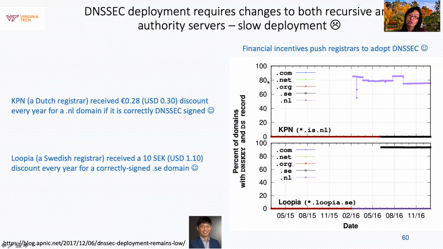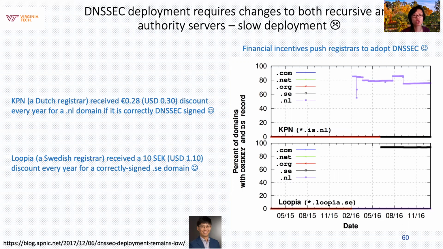Higher is better. It looks like there are just two lines. You have Netherlands adoption in this .nl. Netherlands domains' adoption is pretty high, 80%. Very well done. And then everybody else is 0%. And then you have here from Loopia, same thing. Everybody else besides Sweden is 0. Even Netherlands adoption is 0. What's going on here?